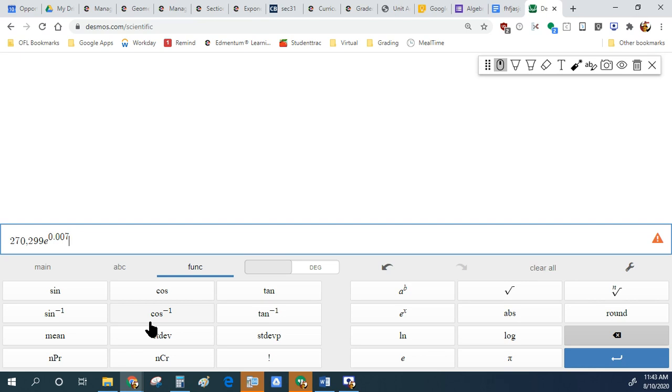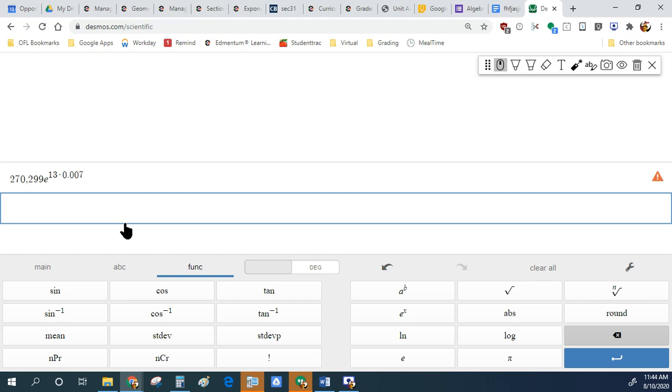Oops. Try to make sure your thing's still up here when you do the time sign. Why is it not letting me do the times? Okay. So for some reason, I had to put the 13 over here and then put the times. I don't know why. That was weird. And you hit enter, and you get nothing.